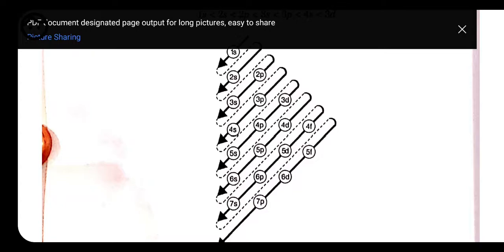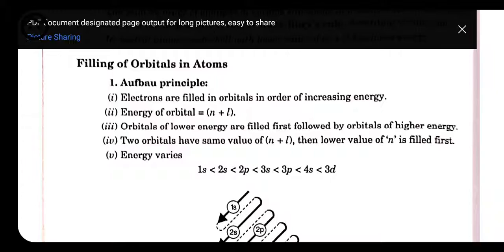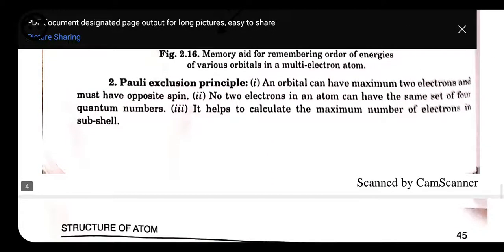So these are some rules given by the above principle. Just go through the rules, then you will come to know how to fill the electrons. The second rule is given by the Pauli exclusion principle. According to the Pauli exclusion principle, an orbital can accommodate a maximum of 2 electrons with opposite spin.